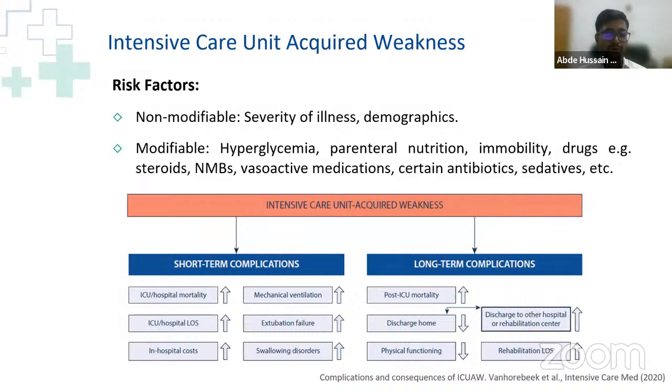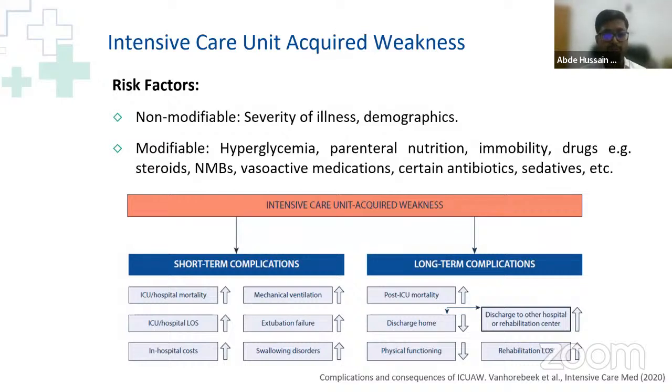Now, after all the organ systems have been affected, there is a chance where these stressors will affect the patient's outcomes. So there's an acquired weakness that occurs. The risk factors can be non-modifiable, such as the severity of illness. The worse the severity, the more the weakness in those patients. Demographics such as female patients, old age patients, patients with a lot of comorbidities like diabetes and hypertension. So these are vulnerable patients for acquired weakness.